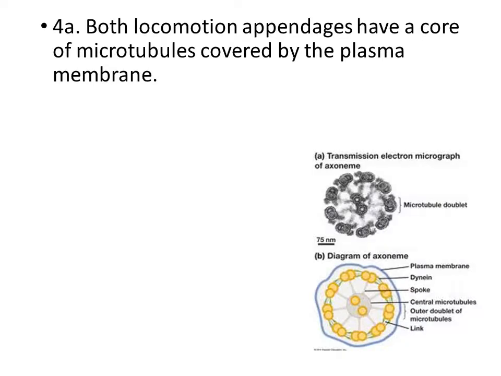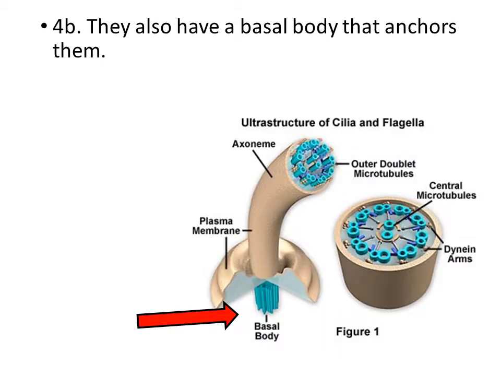So both locomotion appendages have a core of microtubules covered by a plasma membrane, or better yet, it's called a sheath. They also have a basal body that will help anchor them into the cell membrane.